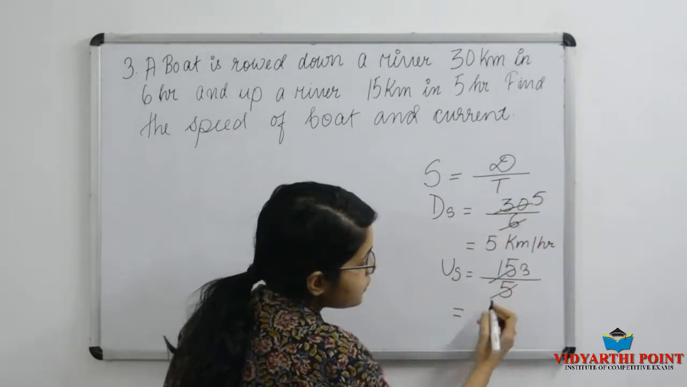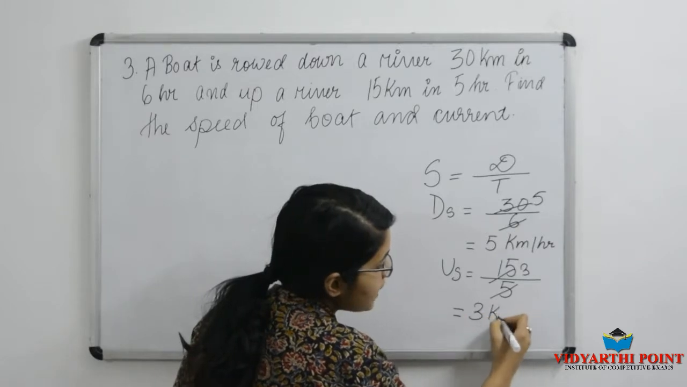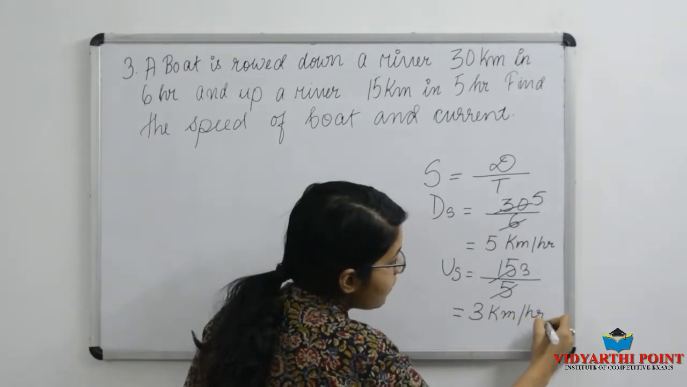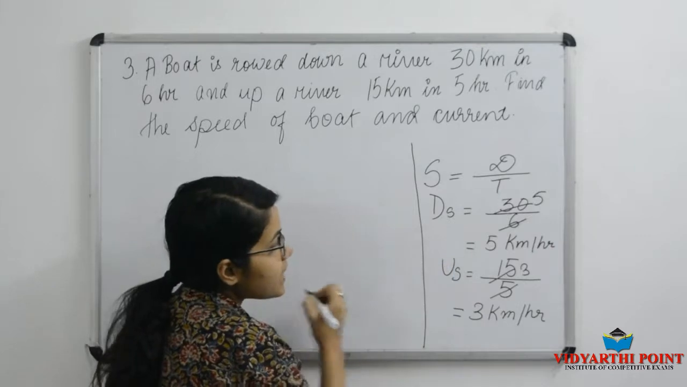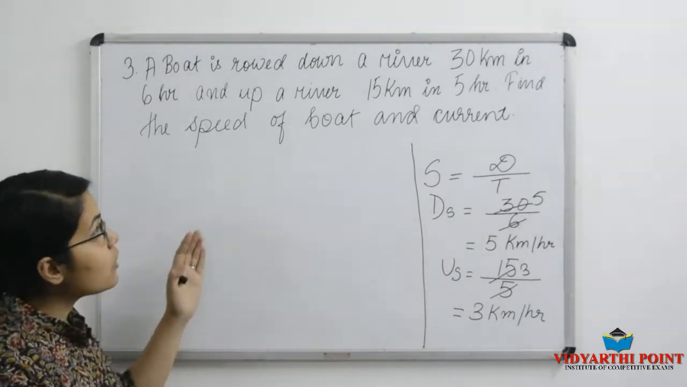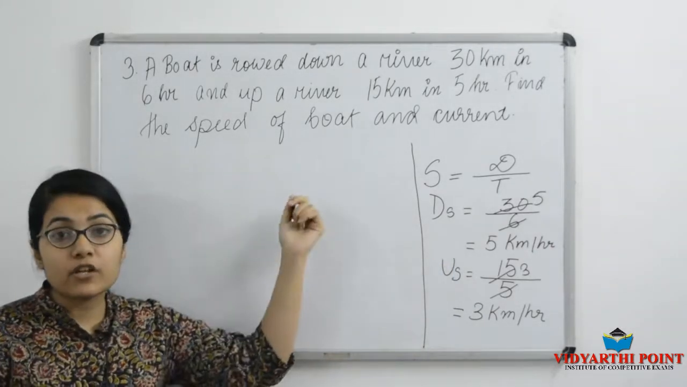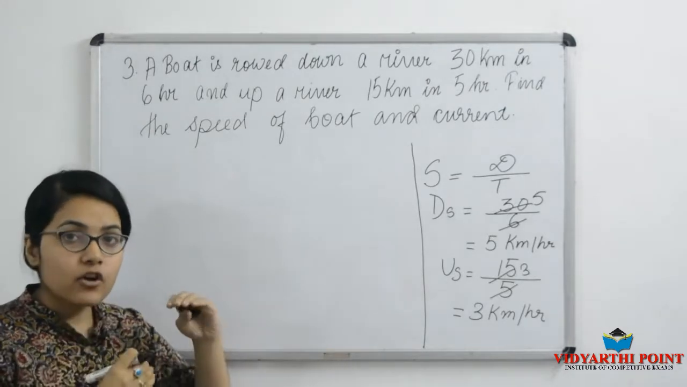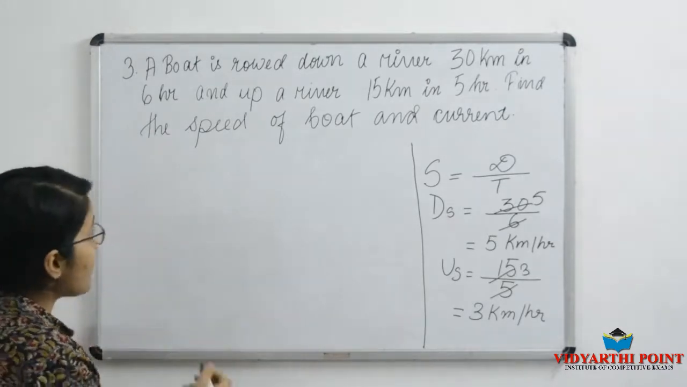So, 3 km per hour is the upstream speed. Now, here we have to find both the speed of boat and the current. Here also we will apply the direct formula.